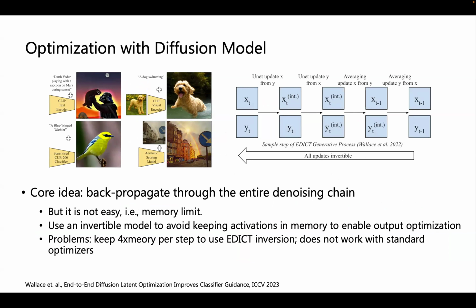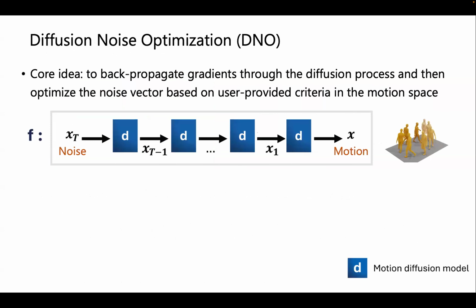But it's not easy, for example, because of a memory limit. And what they did is they use an invertible model to avoid keeping the activations in the memory and to enable the output optimization. The problem in this work is it still needs lots of memory, and it keeps 4 times the memory per step to use this additive inversion. Another work doesn't work with standard optimizers, right? Can we do something simpler?